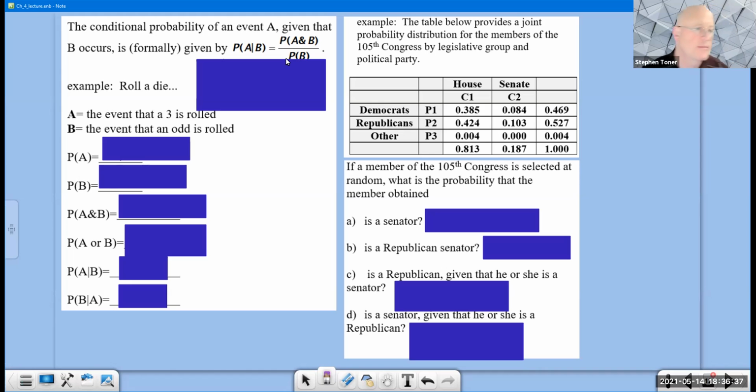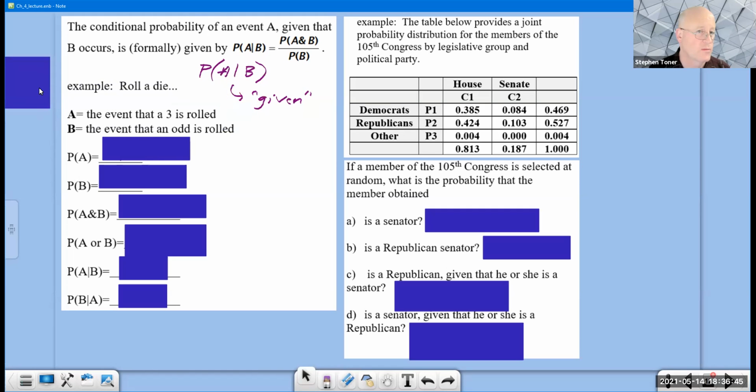I have an example for you. And this example, again, is rolling a die. Now, what we're going to do here is define events. And we're not defining any events yet. We're going to say probability of A and B. That bar, we said again, is to be pronounced as given. I'm going to have event A be rolling a 3 and event B be rolling an odd number.